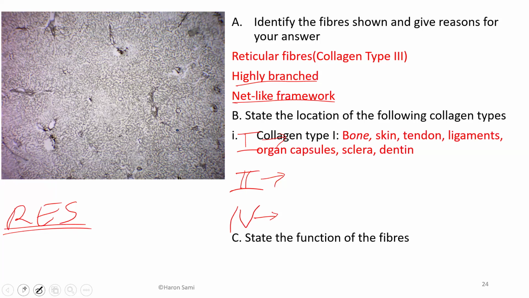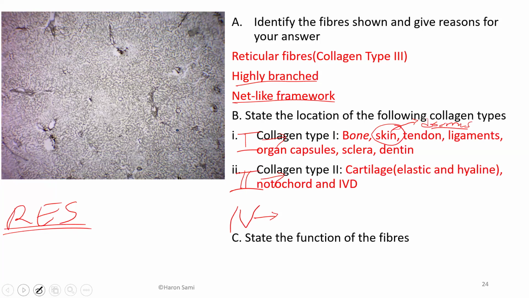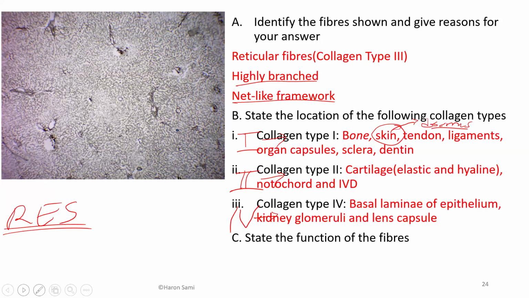So type 1: bone, skin, tendons. I'll also ask where in the skin, because I tend to think it's the dermis, so better write dermis. Organ capsules, sclera, dentin, very good. Type 2 is there, also the intervertebral disc. Type 4: basal lamina of epithelium, the kidney glomeruli, the lens capsule.